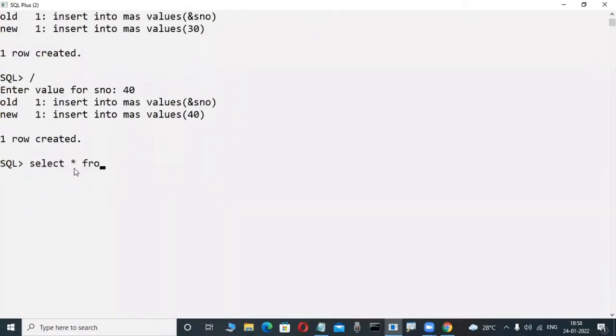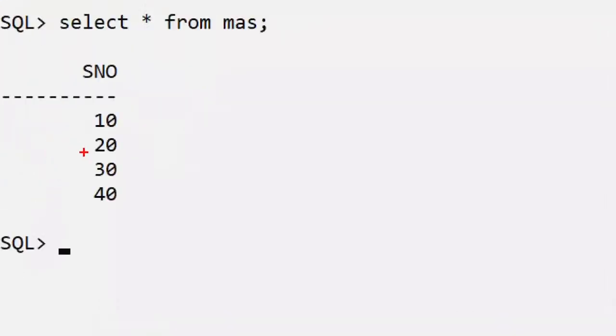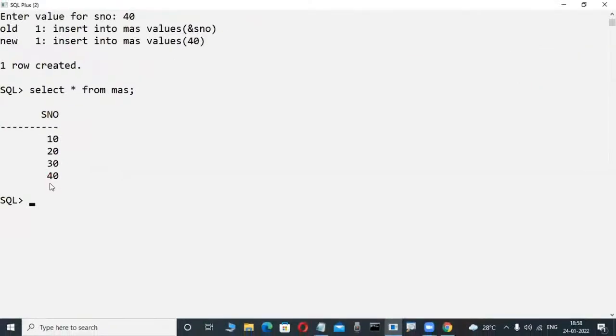This is the master table. Select star from master, like this. Observe here: 10, 20, 30, 40 are there or not? Again here, I try to create a child table. In the future, you will also create some child and master tables. So many things are there, and some clauses are there.